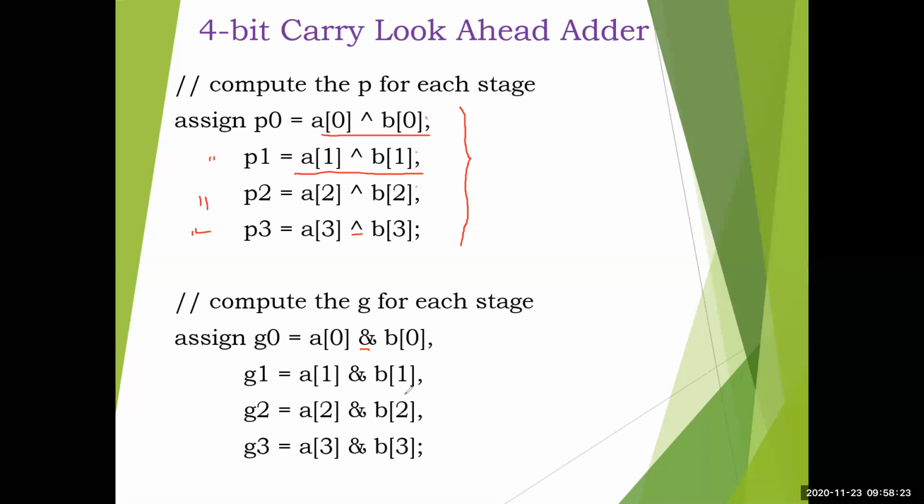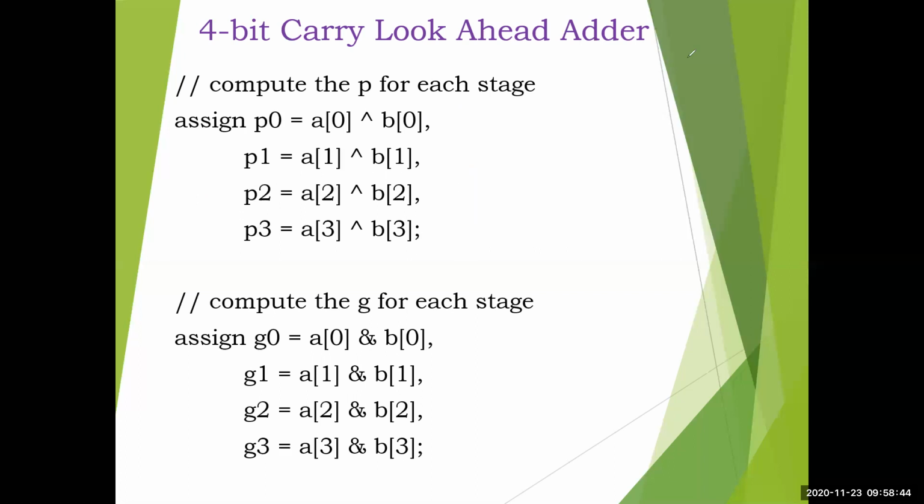Okay, g1 equal to a1 and b1, g2 equal to a2 and b2, g3 equal to a3 and b3. Okay, so a of 3, b of 3 we have written because a and b are declared as vectors, whereas previously we had taken these straight away as signals. Okay, so these two you have understood. This is the generate and propagate signals. Okay, so next we will generate the carry signal.